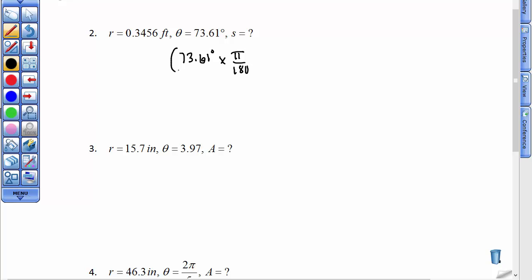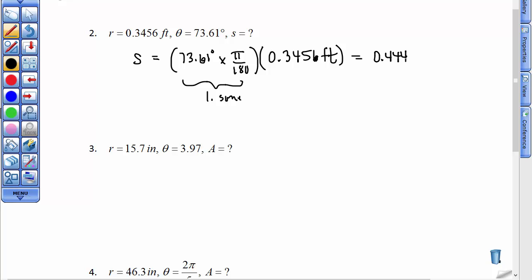That's going to be my theta in the formula S equals theta times the radius, 0.3456 feet. So when you take this value of 1 point something-ish, and you multiply it by 0.345, you get 0.4440 feet. That's the length of the arc at a 73-degree angle, which is the central angle.